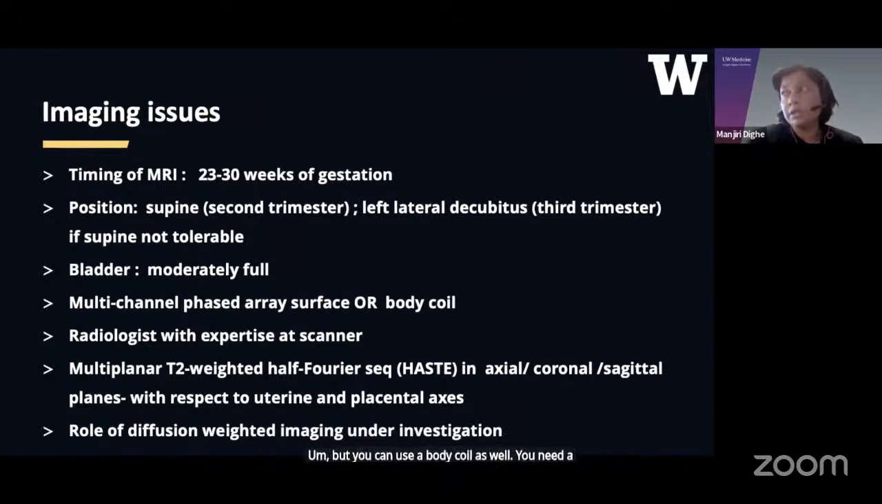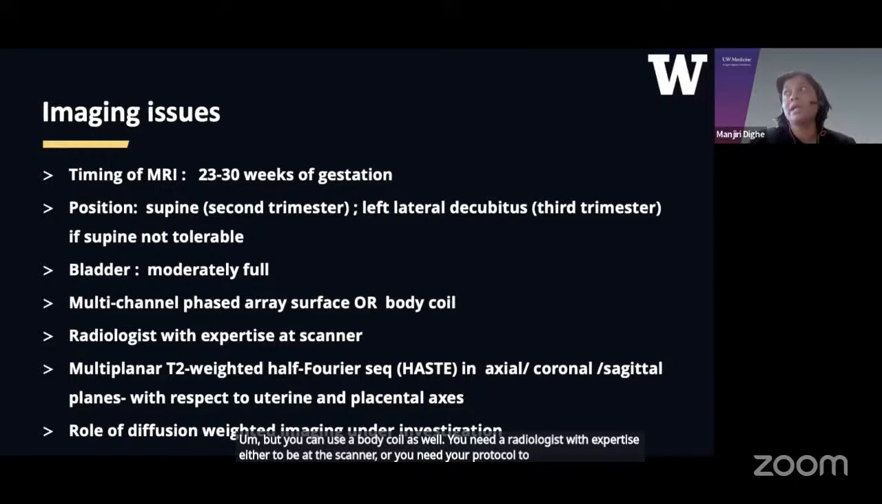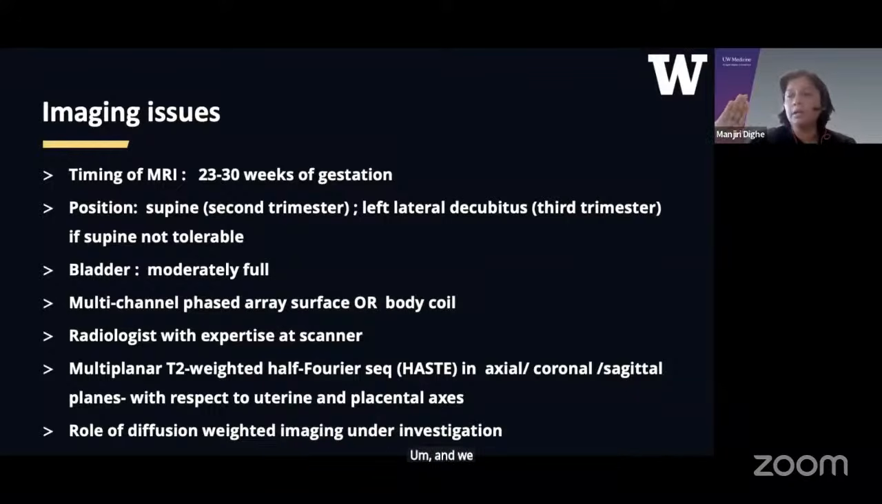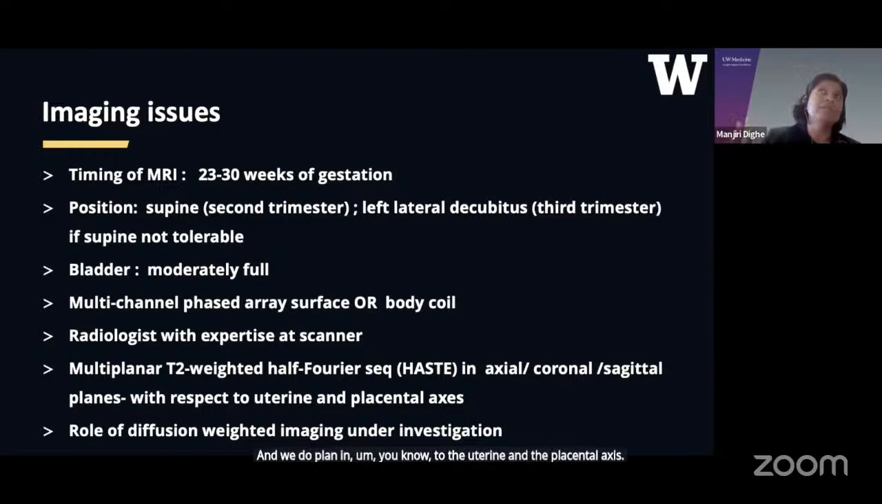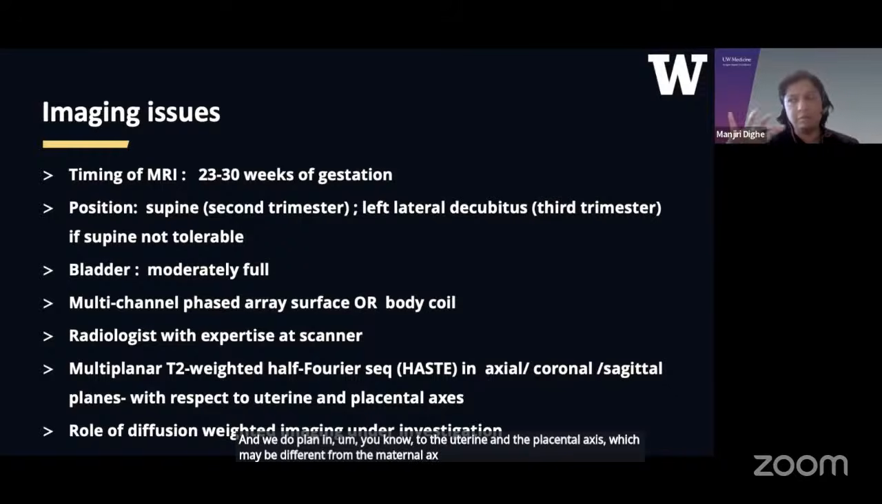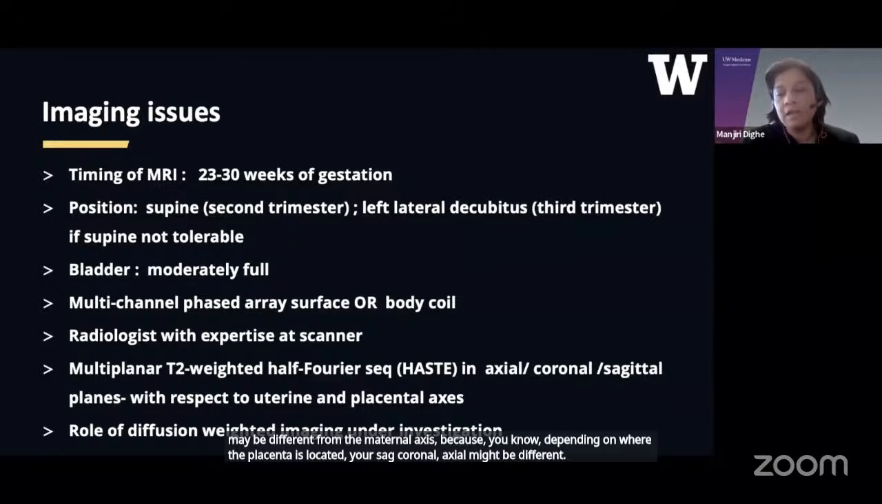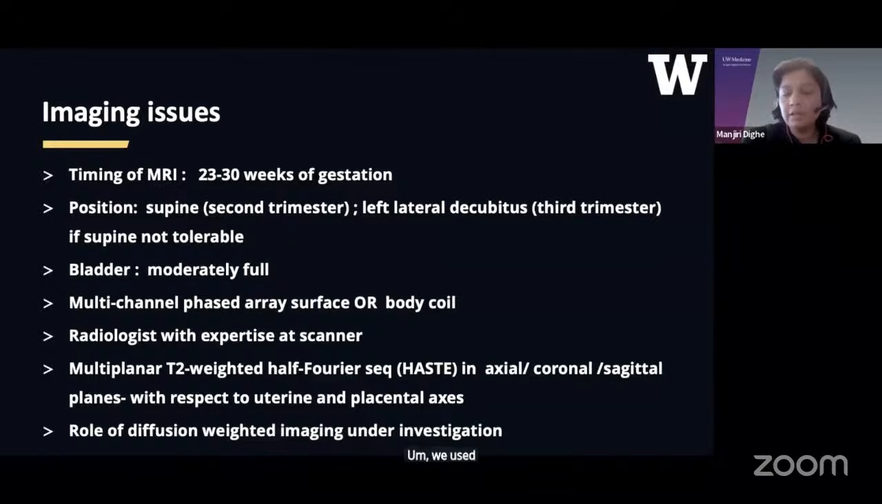You need a radiologist with expertise either to be at the scanner, or you need your protocol to be well set up and the technologist to have some amount of knowledge when it comes to this particular indication. We use multiplanar T2 weighted sequences in 3 planes, and we plan to the uterine and the placental axis, which may be different from the maternal axis, because depending on where the placenta is located, your sagittal, coronal, axial might be different. We use diffusion weighted imaging. However, the role, I think, is still under investigation.